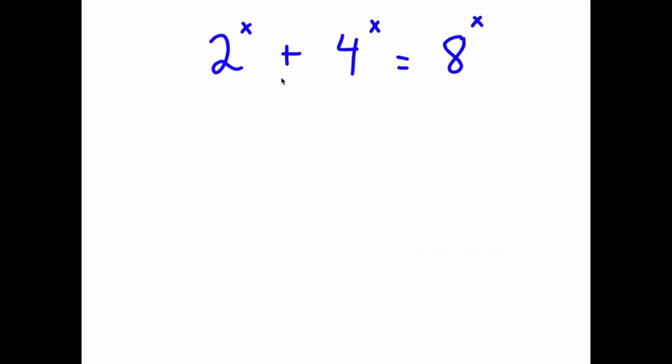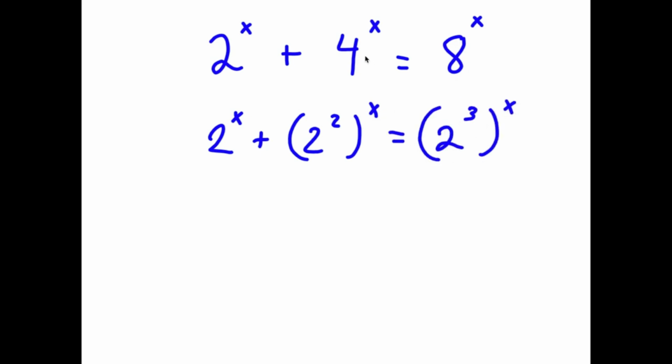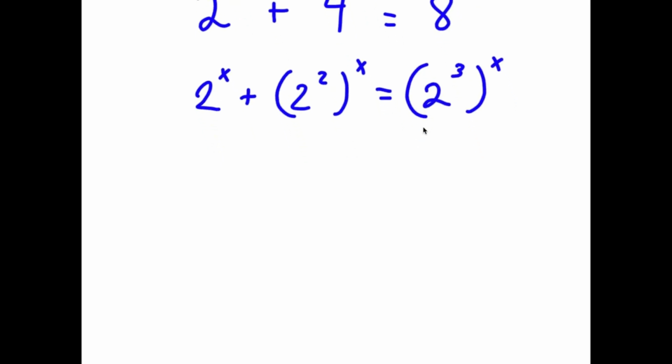Alright, so in this problem, I have 2 to the power of x plus 4 to the power of x is equal to 8 to the power of x. So to solve this, I'm going to first rewrite this as 2 to the power of x plus 2 squared to the power of x is equal to 2 cubed to the power of x. I rewrote 4 as 2 squared and 8 as 2 to the power of 3.